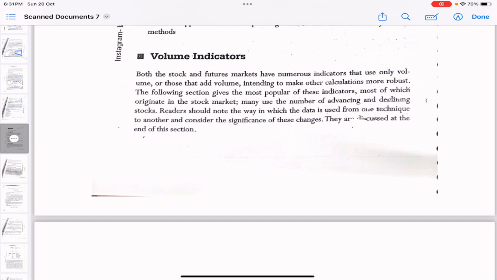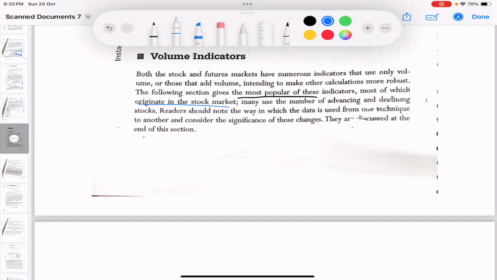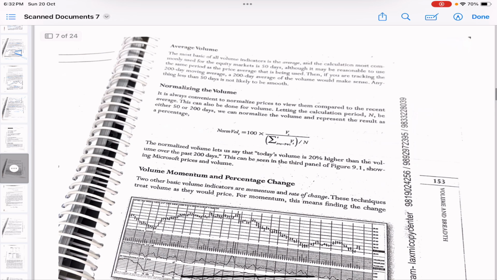So volume indicators basically talk about how to use volume, and we're going to see how we can use volume in our trades. Stocks as well as the futures markets, both of these markets have a lot of volume indicators and they help us make our calculations more robust. The following sections give the most popular indicators, most of which originate in the stock markets. Okay, let's begin with this.